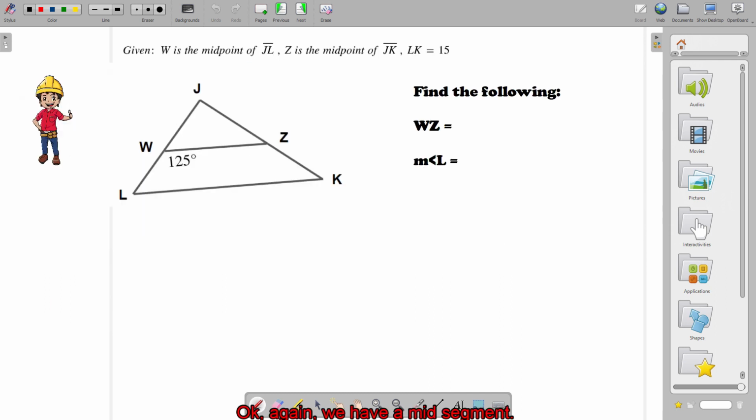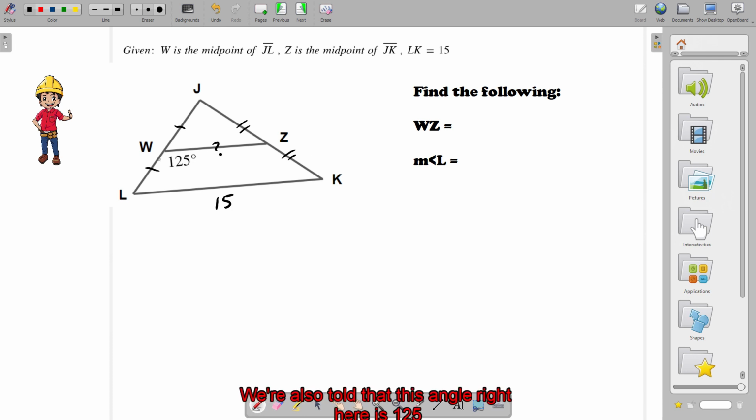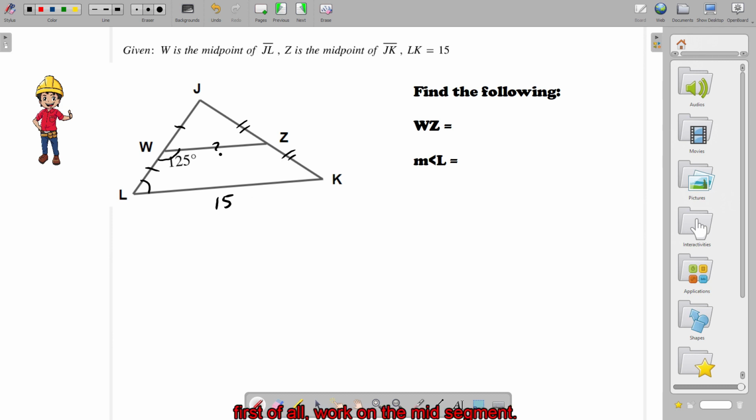Okay, again, we have a midsegment. It tells us that W is the midpoint, so these two segments are congruent. Z is the midpoint. These two segments are congruent. So WZ is the midsegment, and it is half the length of LK. They tell us that LK is 15. We want WZ. We're also told that this angle right here is 125 degrees, and we want the measure of angle L right there. Let's first of all work on the midsegment.